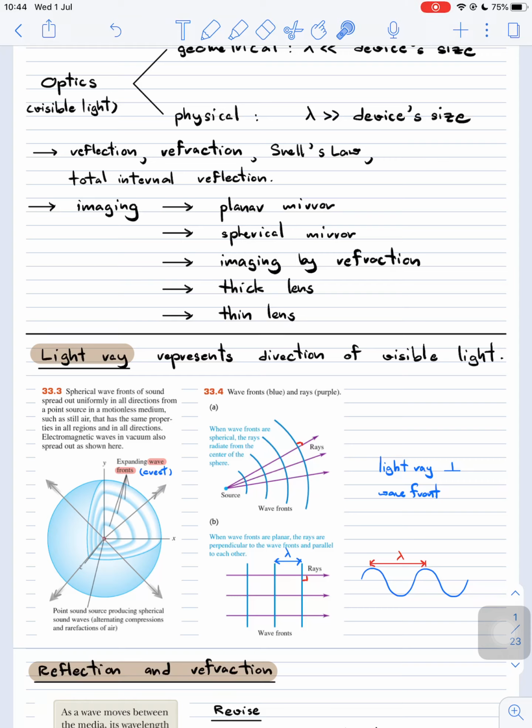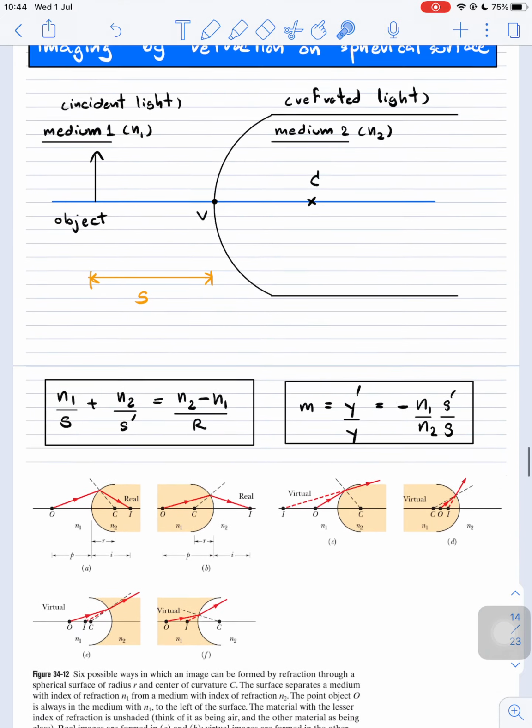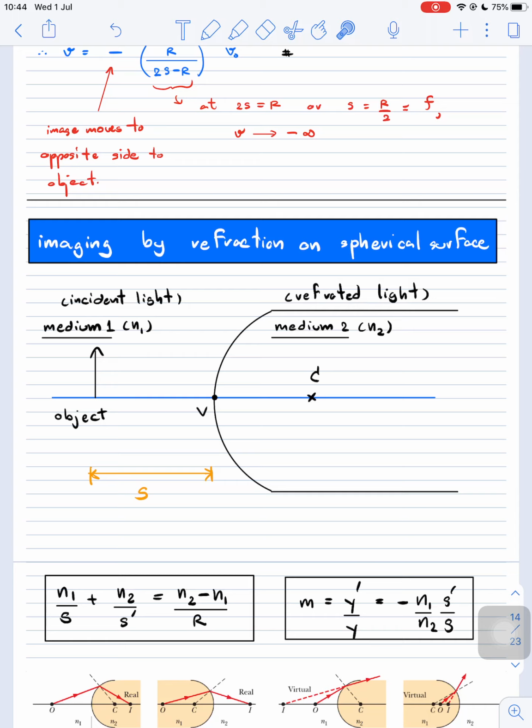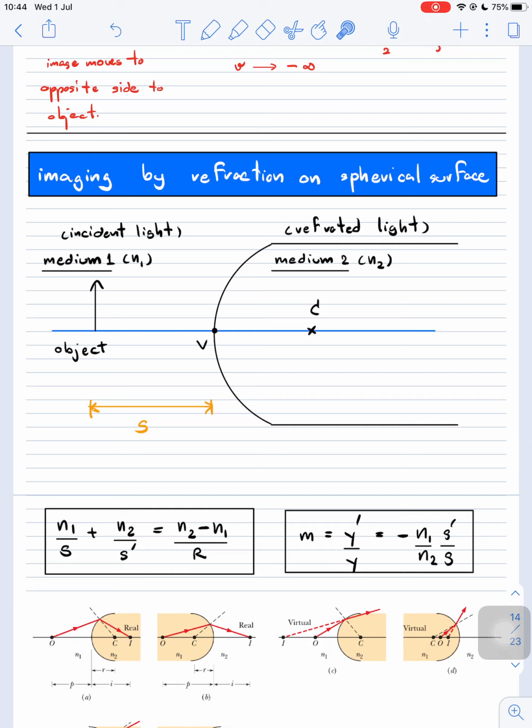Another imaging technique is imaging by refraction, which can be applied to the thick lens and the thin lens as well. Here we have the object in medium 1 with refractive index n1. Right now I just want to reserve the number 1 for the side that has the incident light. Then we have another medium, medium 2.